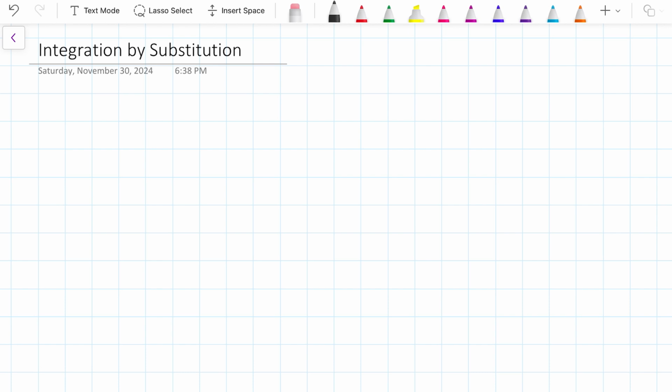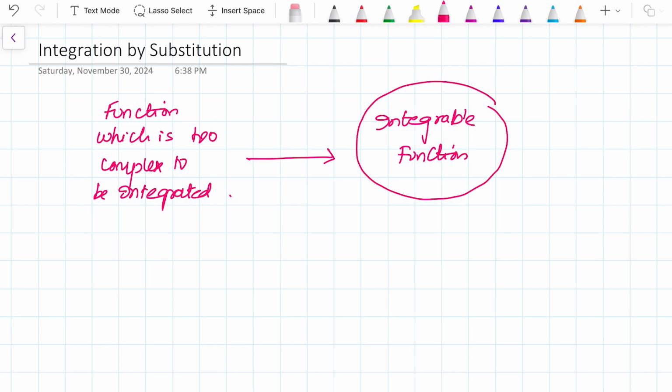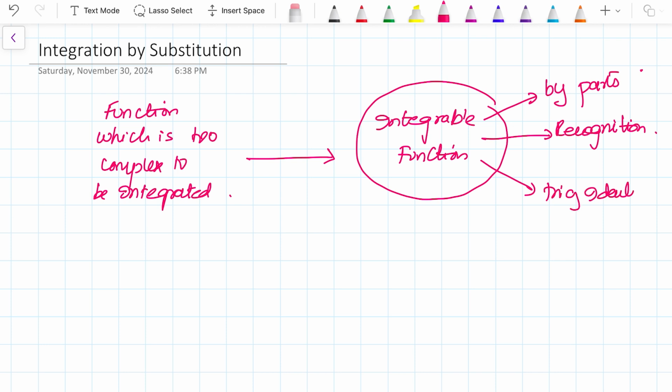Now, substitution is not really a technique of integration, but a function which cannot be integrated, a function which is too complex to be integrated, is changed into an integrable function. Integrable function means now integration can be applied on it: we can use by parts on it, we can integrate it by recognition, we can use a trig identity to integrate it, or we can do simple integration.